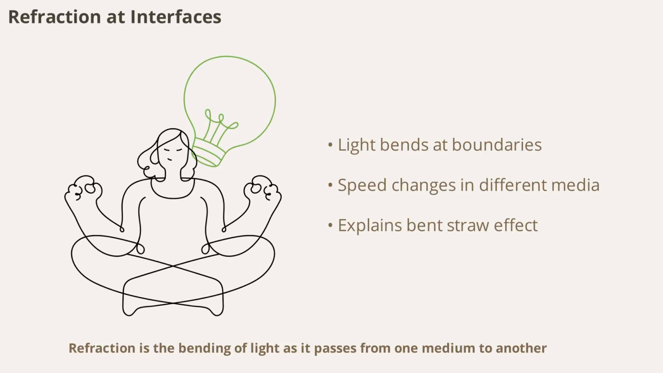Refraction is the bending of light as it passes from one medium to another, such as from air into water. This occurs because light travels at different speeds in different materials. When light enters a new medium at an angle, its change in speed causes it to bend. This bending effect is responsible for phenomena like a straw appearing bent in a glass of water. Refraction is a key concept in understanding how lenses work and how our eyes focus light to form images.